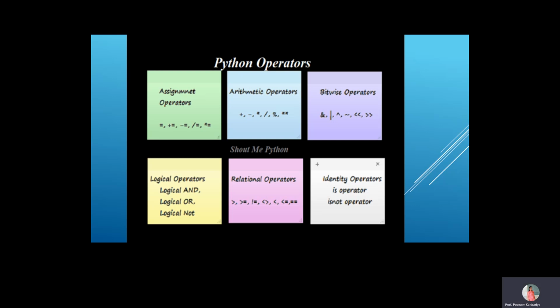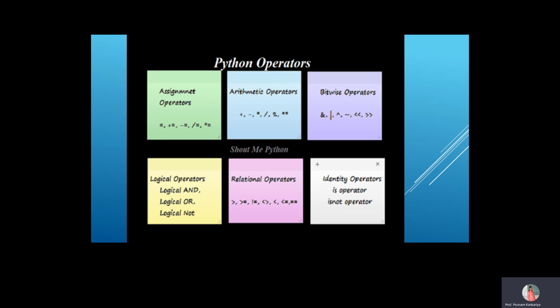Now we see logical operators in the Python programming language. There are three logical operators: first is the logical AND, second logical OR, and third is the logical NOT. The logical AND returns true if both statements are true. The logical OR returns true if one of the statements is true, and the logical NOT reverses the result, returning false if the result is true. So these are some logical operators used in Python.